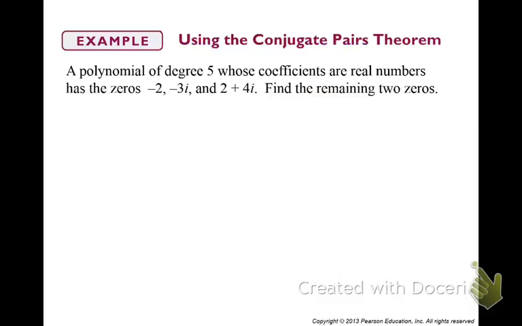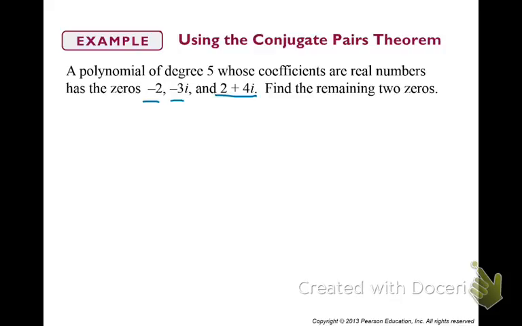All right, let's take a look at how this works. We have a polynomial of degree 5. So what are they telling you when they say it has degree 5? They're saying, how many zeros does this thing have? They're telling you that up front. We have a polynomial of degree 5 whose coefficients are real numbers and has the zeros -2, -3i, and 2 plus 4i. So they gave you 3, and they want you to find the other 2.